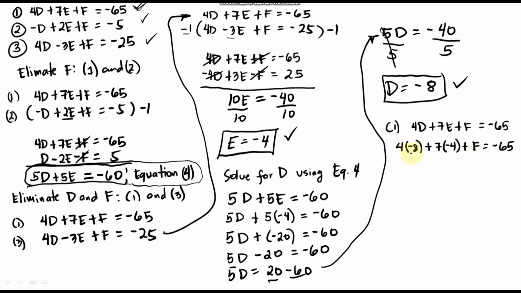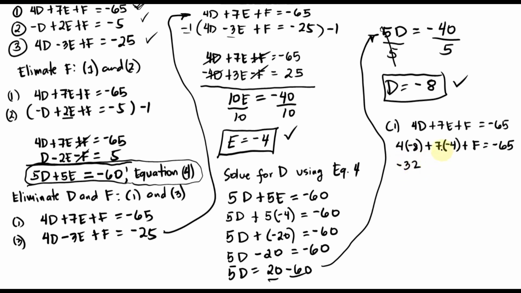Then 4 times negative 8, that is negative 32. Then positive 7 times negative 4, that is negative 28 plus F equals negative 65. Then negative 32 minus 28, so that is negative 60 plus F equals negative 65.